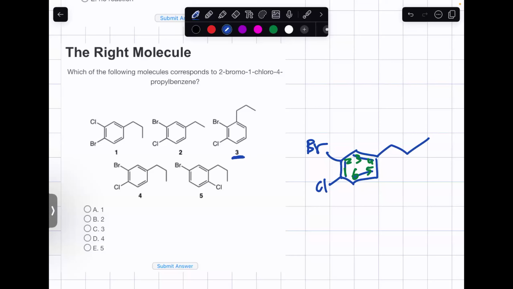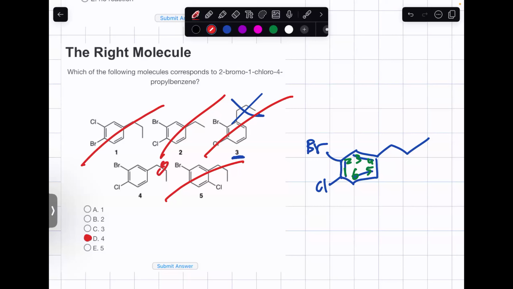Oh, 3? 1, 2. No, because the propyl is on the 3rd carbon. It's also not 2 because that's an ethyl group. And 1, 2, 3. It's not 5 because they switched the bromo and the propyl, and they switch the bromo and chloro for 1. So it's 4. They just drew the propyl group out weird, but it's the same propyl group, right? Because if you rotate the single bond, which can rotate because it's a sigma bond, it's the same exact structure there.